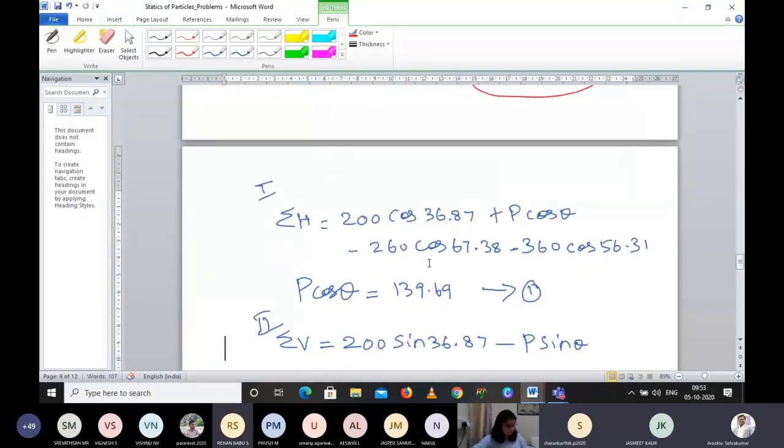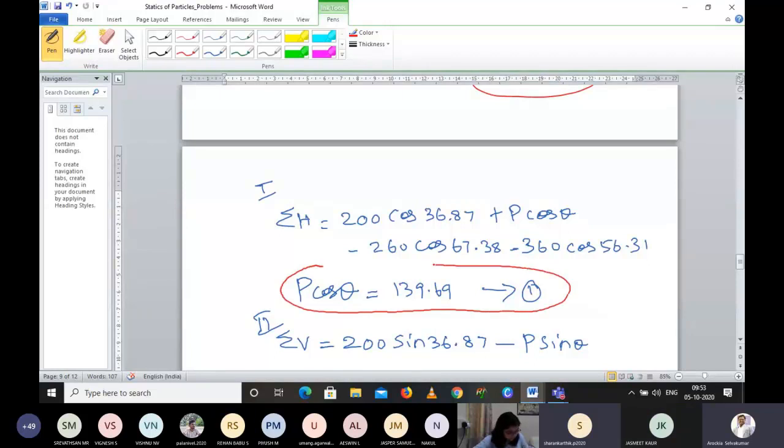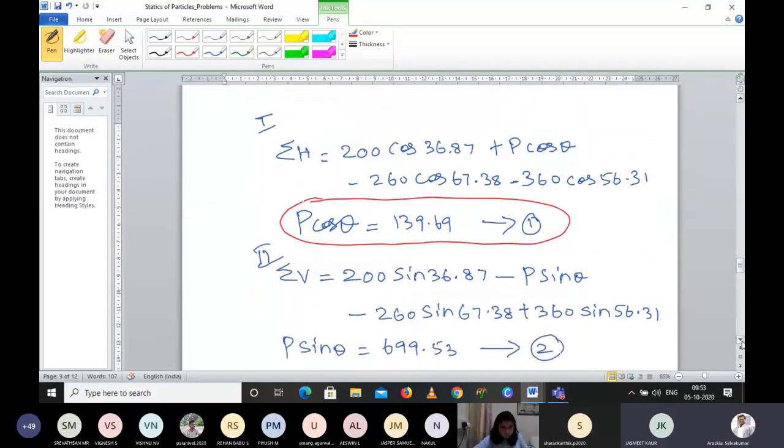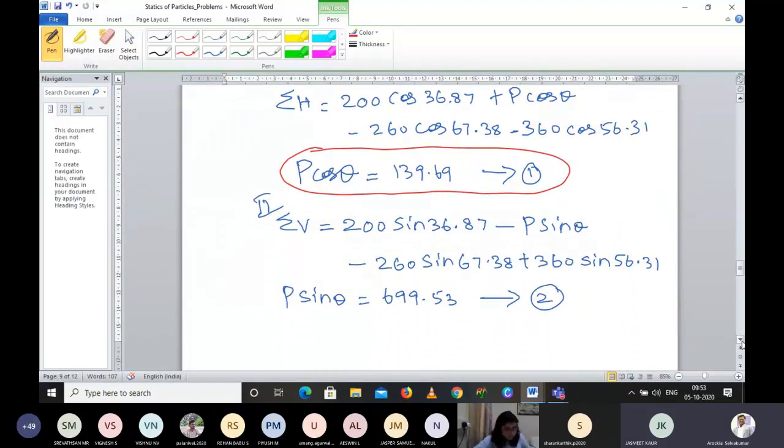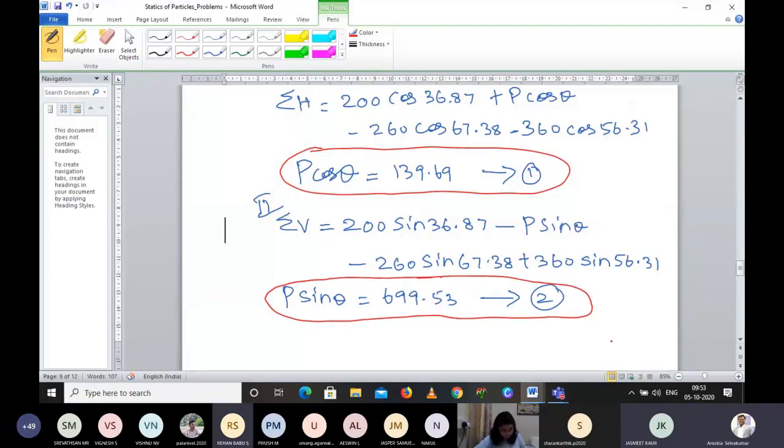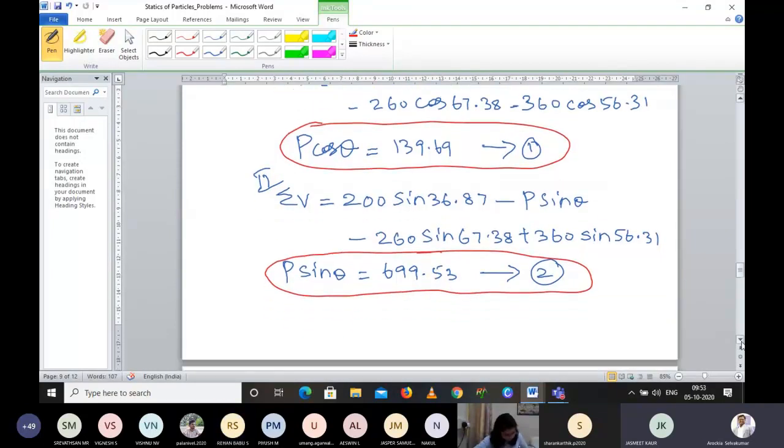So now, after that, solve with respect to, as usual, the previous one. You will get first equation. And similarly, come to the next one. Please take a note. This is the answer for P cos theta. Just an answer. Then you solve it. Then you will get P sin theta. Okay. Then as our friend suggested, from 1 and 2.